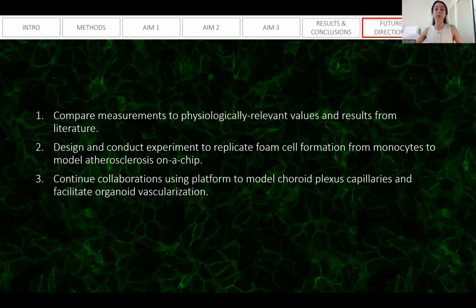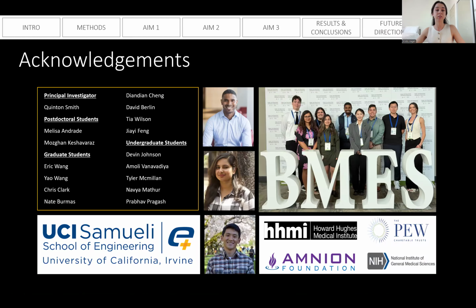Moving forward in my project, I will compare measurements to literature and physiologically relevant values. I will actually conduct an experiment to replicate foam cell formation from monocytes on the chip, and I will continue my collaborations using the chip for various applications.